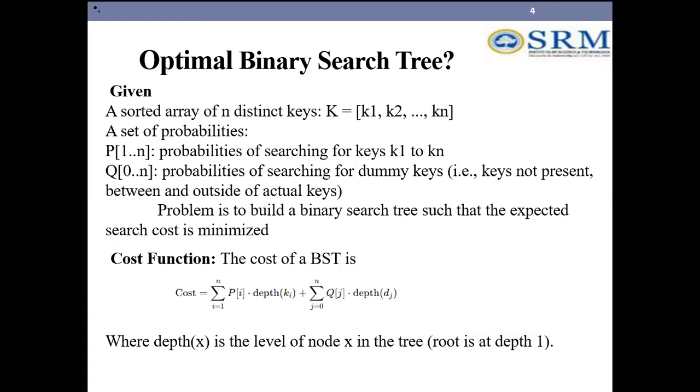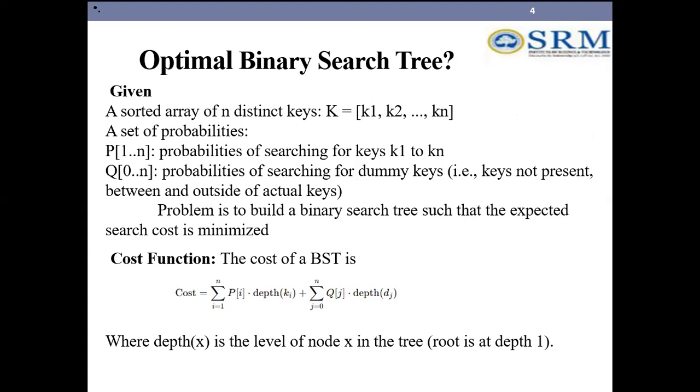And given a sorted array of n distinct keys. So we have key values. n is the number of keys. n represents the number of elements. That is n. We are sorting in ascending order.